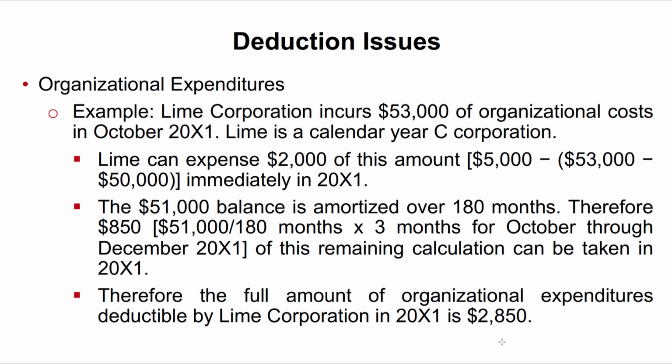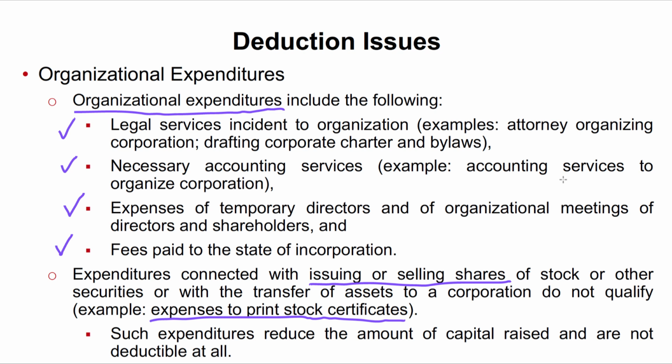Let's take an example. Lime Corporation incurs $53,000 of organizational costs. Look at that, I'm nice. I've already given you what the organizational costs are, but you might actually have to go through and figure out what organizational costs are. So make sure that previous slide walks you through how to do that, right? I gave you some examples, the types of things. Those are what go into organizational expenditures if you ever have a question. And again, what are not, do not go in there.